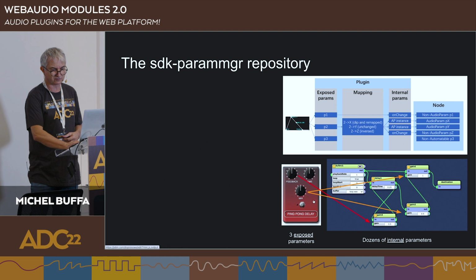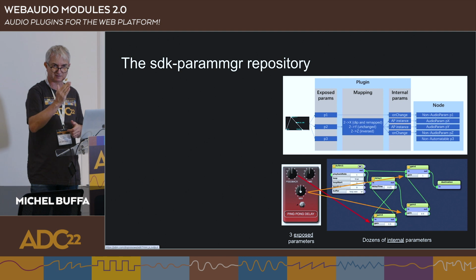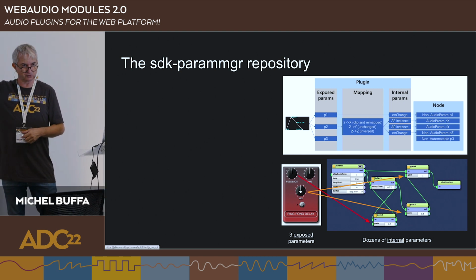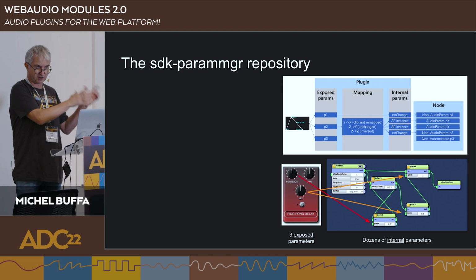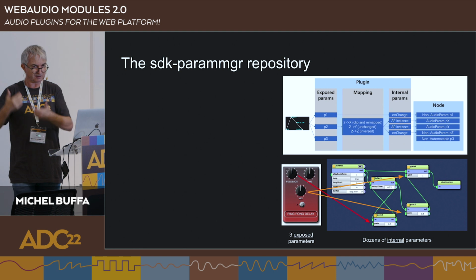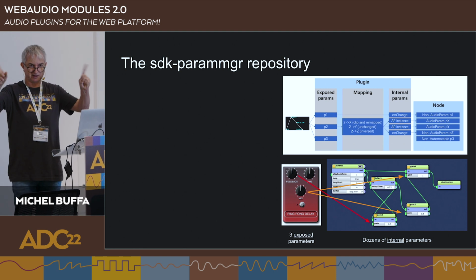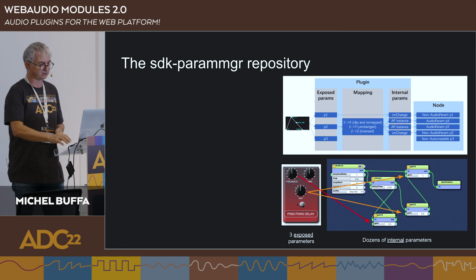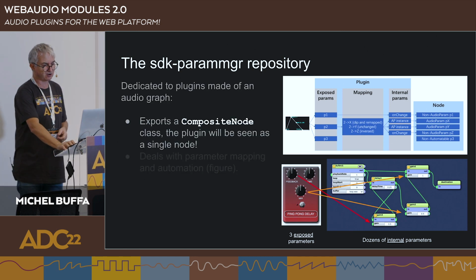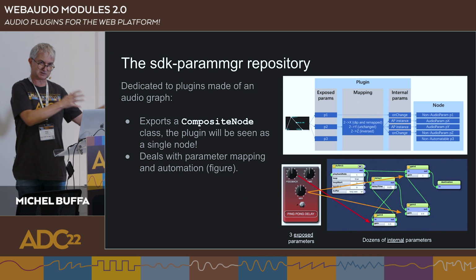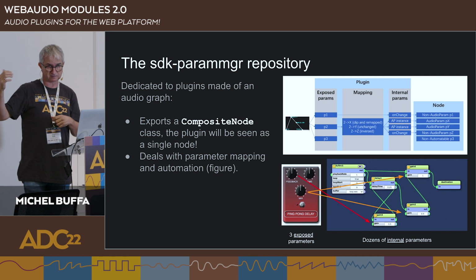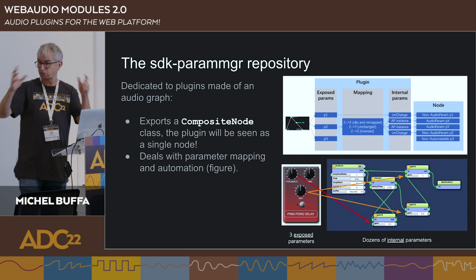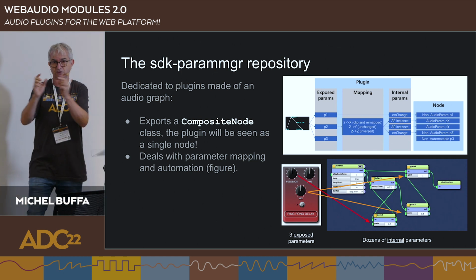And what you see on the GUI here are the exposed parameters. For example, the mix parameter, the dry-wet mix, actually changes 2 parameters in the audio node inside the graph. So if you want to automate this exposed mix parameter, then internally you will have to change 2 different gains. This is done automatically by the param manager SDK that will allow you to do parameter mapping between the exposed ones and the internal ones. Also, it provides a composite node class. You just inherit from that, and your plugin will be seen as just a single node with a connect method.